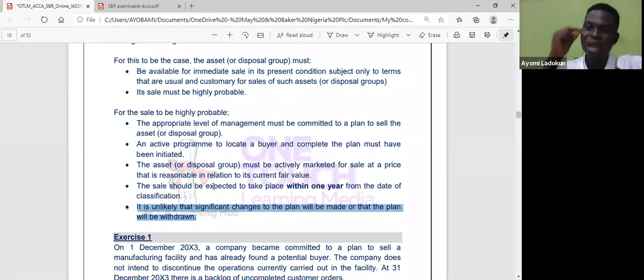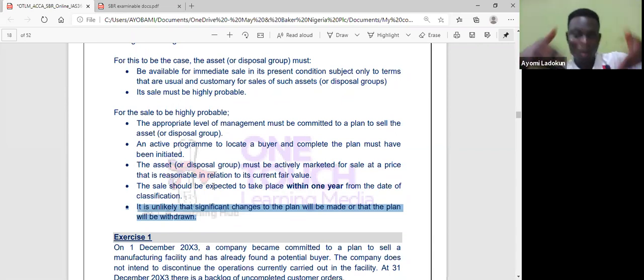Now listen, when an asset is classified as held for sale, 3 things will normally happen. Okay, 3 things will happen. Number 1, they are presented separately on the face of the statement of financial position. What does that mean? Let's say it's a plant or machinery, it's within PPE, so it's within your non-current assets. So one of those plants has now been classed as held for sale. You're going to remove it and call it asset held for sale under current assets. Don't forget that it is to be sold within the next 1 year.